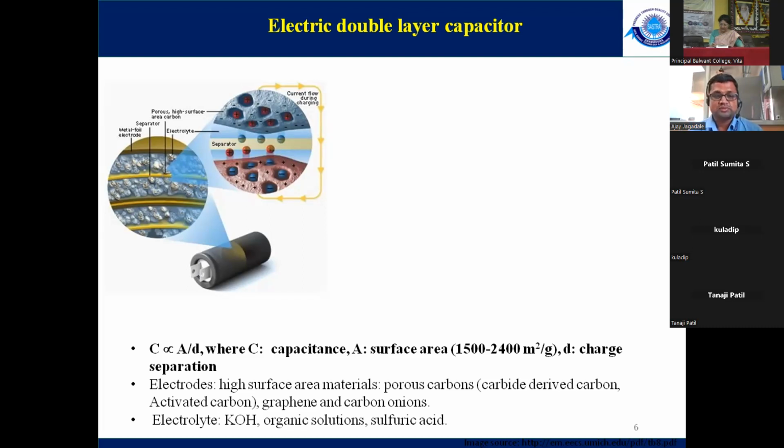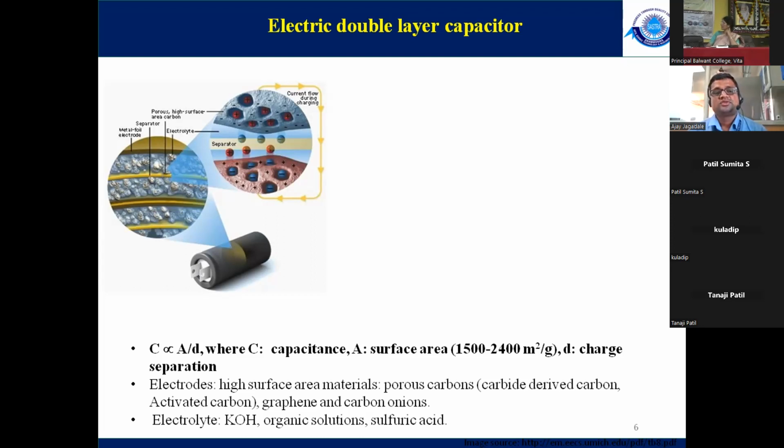A basic simple example of an electrostatic capacitor is the parallel plate capacitor. In a parallel plate capacitor, we have two metallic plates and a dielectric medium in between, and charge is stored in the form of an electric field. Capacitance is calculated using the formula C = ε_r ε_0 A / d. A is the surface area of the electrode, d is the separation between the parallel plates, and ε_r and ε_0 are the relative permittivity or dielectric constant of the medium and the permittivity of free space.